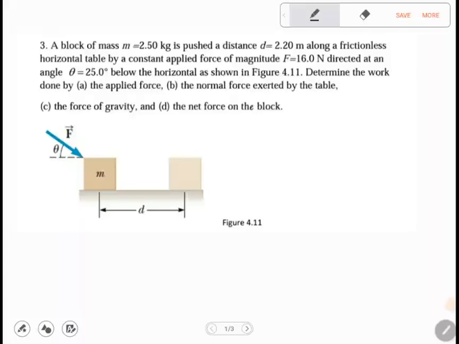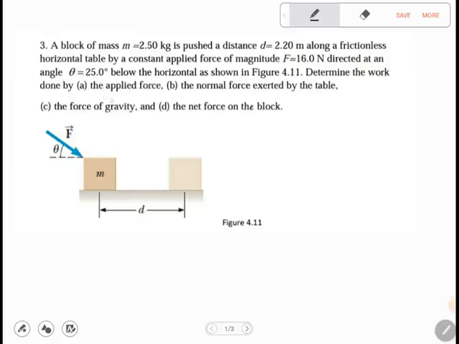At work, energy, and power. So we are going to look at one of the questions in the tutorial sheet, which says a block of mass 2.5 kg is pushed a distance 2.20 meters along a frictionless horizontal table by a constant applied force of magnitude 16 newtons, which is directed at an angle of 25 degrees below the horizontal, as shown in this figure.